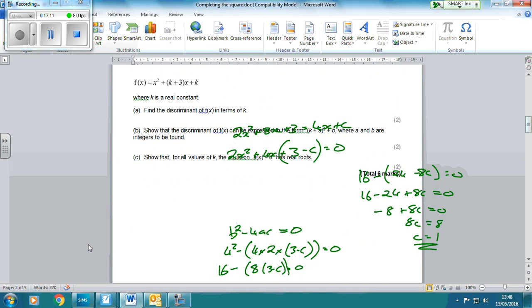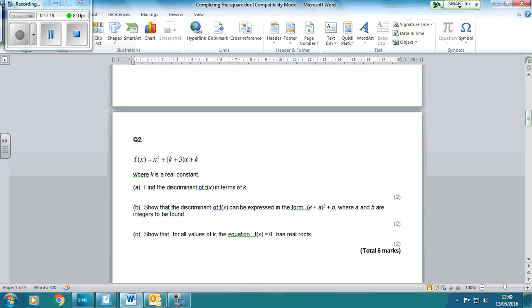Okay, so let's work backwards then. Question 2, and then we'll finish off on question 1. So find the discriminant again. You can see that discriminant and completing the square tend to overlap a fair bit. So let's have a look at this one.